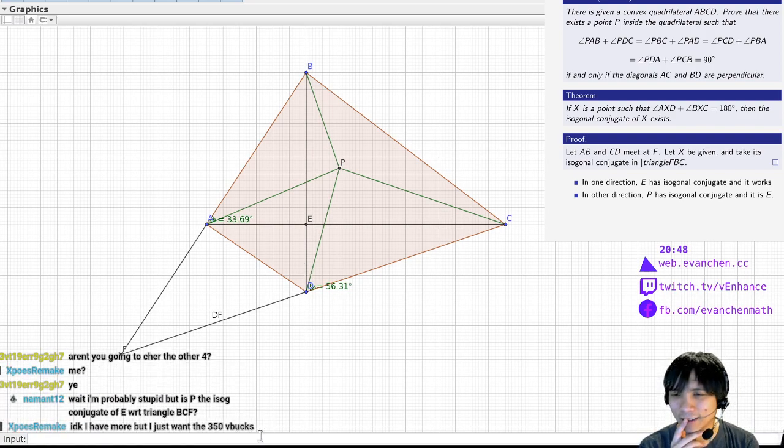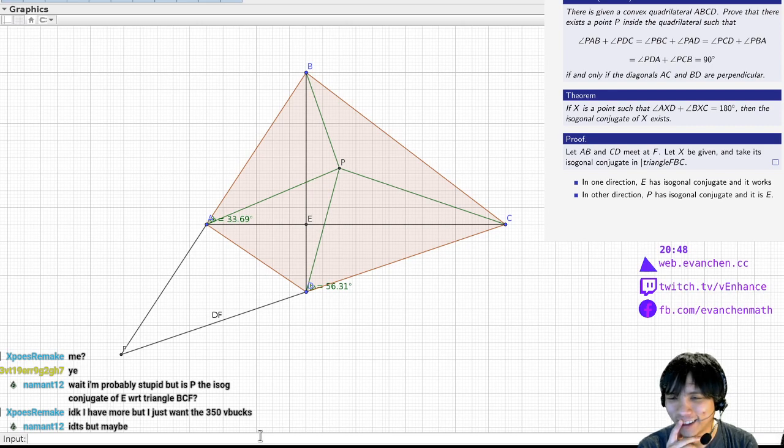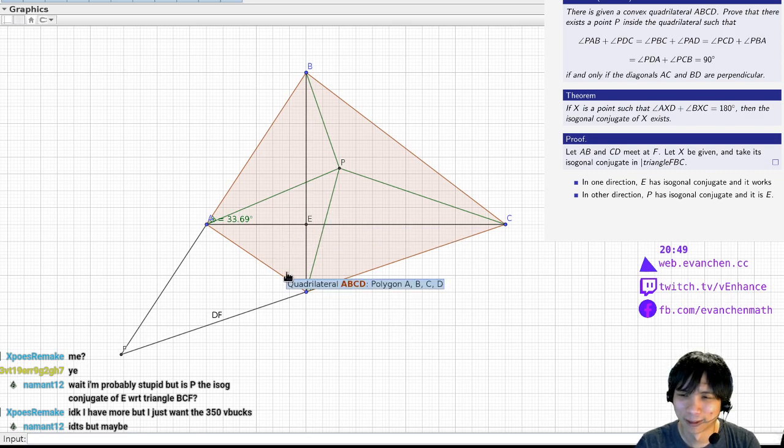How do you do the other direction? So, you know, it's isogonal. I should rotate this picture, but it's not easy to rotate, though. Here, how about... There's no good way to rotate the picture. We'll do it this way.